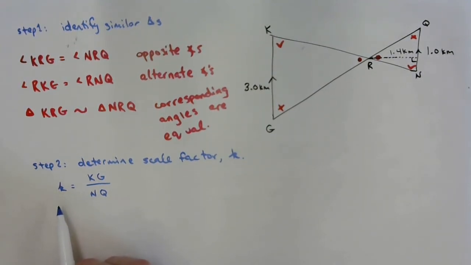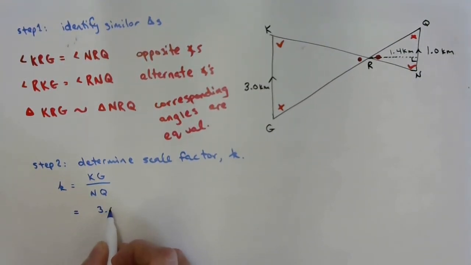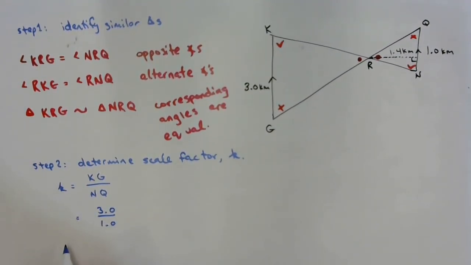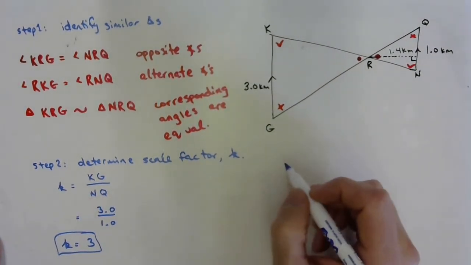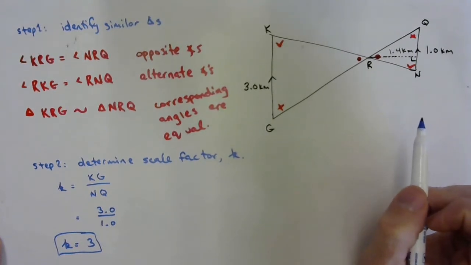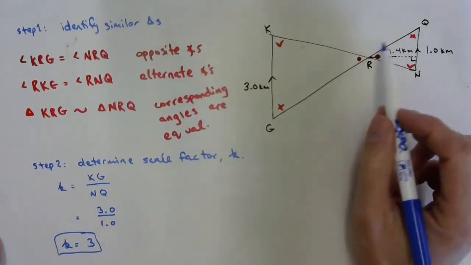Say, oh, Mr. V, we're looking for area, we actually need K squared. Yeah, we'll get there. So here's our scale factor. We've got 3.0 over 1.0, 3 kilometers over 1 kilometer, which reduces to K equals 3. We're going to keep that off to the side for a second because there's something else I need to determine now. Do I have enough information to get the area of one of the triangles? Yeah, I do. So now I'm going to be looking at my little triangle.